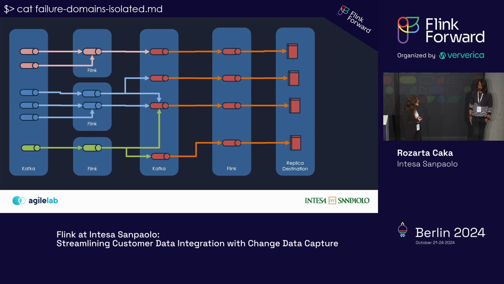This is an architecture with isolated failure domains. As you can see, we read the data from different sources with some Flink jobs. Then we send it to a Kafka topic. It is read by another Flink job that writes it to the DB. This is helpful because if one of the first jobs fails, it doesn't affect all the others, and so the other jobs can continue writing data.